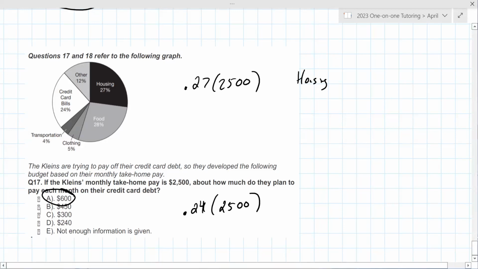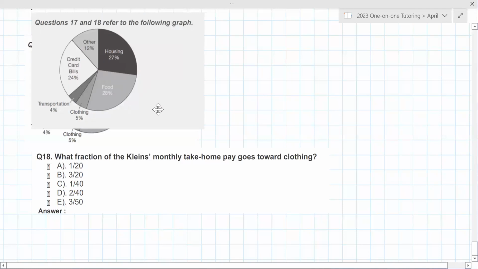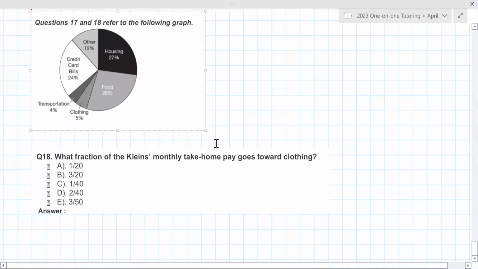All right, let me snip in the pie chart again and grab the next question. This one says, what fraction of their take-home pay goes towards clothing? Clothing is 5%. They're basically asking you, where does 5% fall in here?